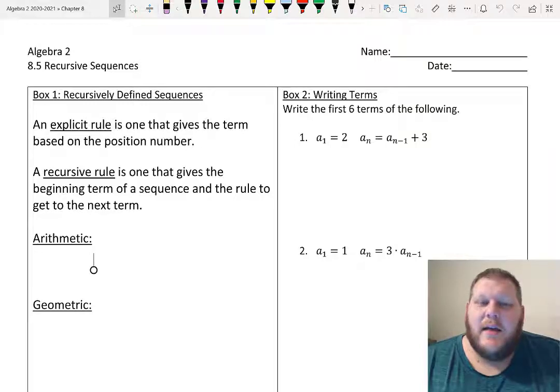Hey guys, today we are looking at 8.5's notes, which is all about recursive sequences. This is our last section in Chapter 8 for sequences and series, so after this we'll be working on just getting ready for our Chapter 8 test.